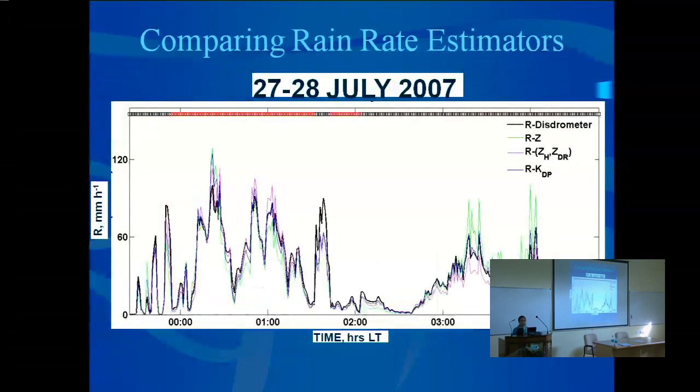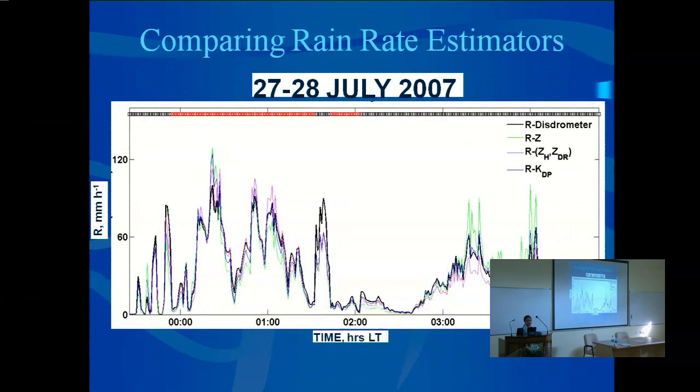And this is a sample from 27th night to 20th July 2007, where I have compared the true rain rate that I get from the disdrometer with all the 3 rain rate relations. And what I see is that the ZR relation in stratiform is overestimating when compared to the disdrometer derived rain. And in case of convective, we see that there is some portion where it is underestimated.